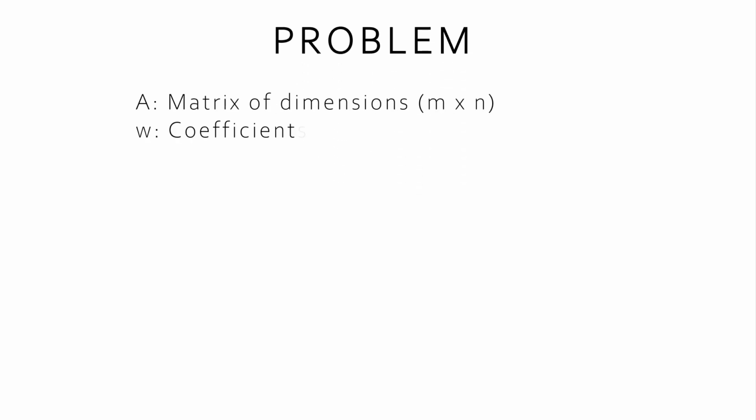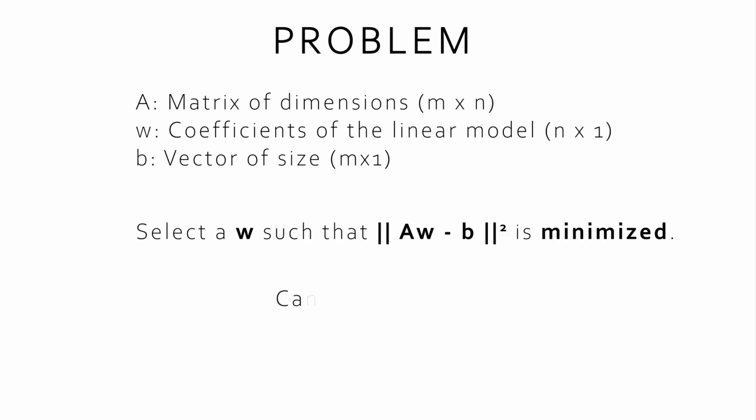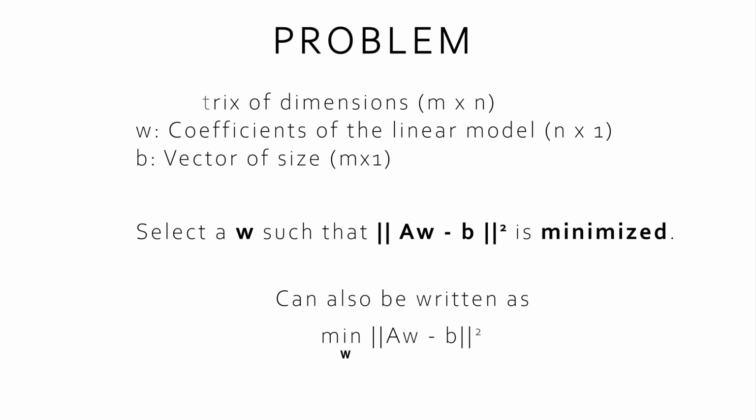We have a matrix A of dimensions m cross n whose numerical value is known. A vector of coefficients, w, is the variable in this problem. B is a vector of targets whose numerical value is also known. They're also called labels in a machine learning context. We want to select a weight vector such that the norm of AW minus B is minimized.